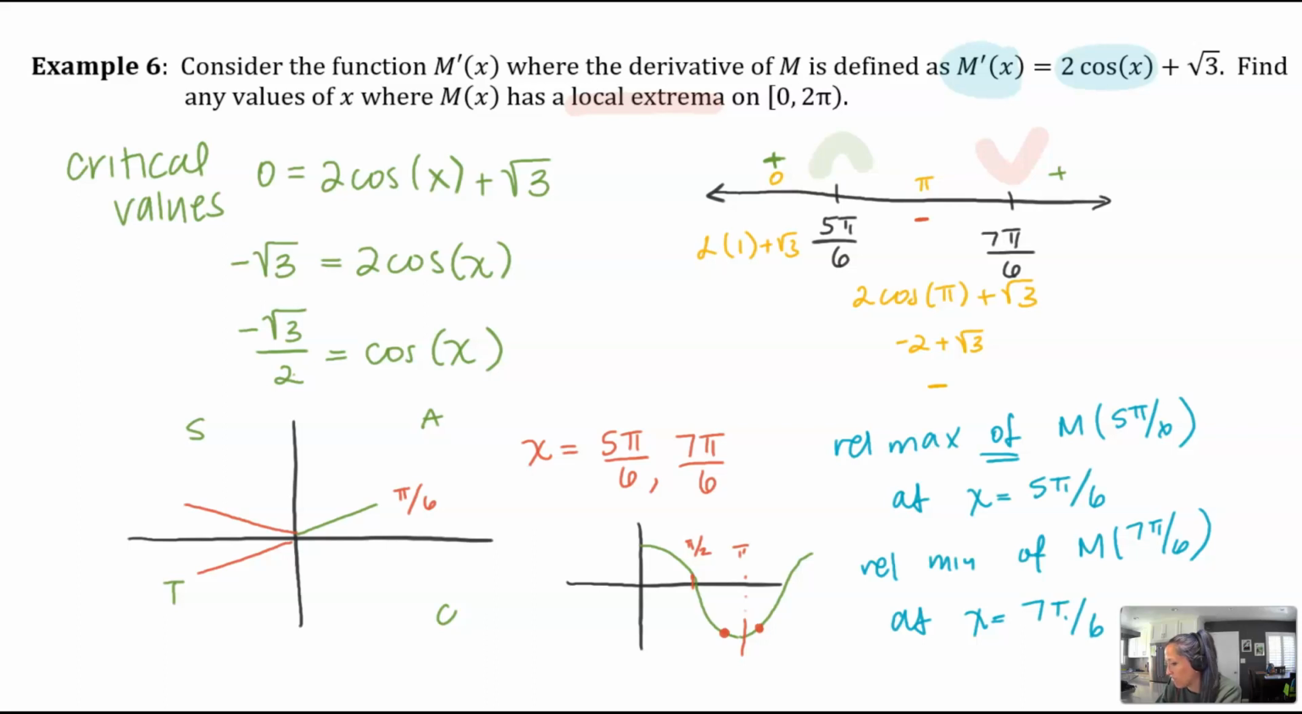Oh, it just said find values of x. So I can just write that: relative max at 5 pi over 6 and relative min at 7 pi over 6, because of what we have in that beautiful sign table up above.